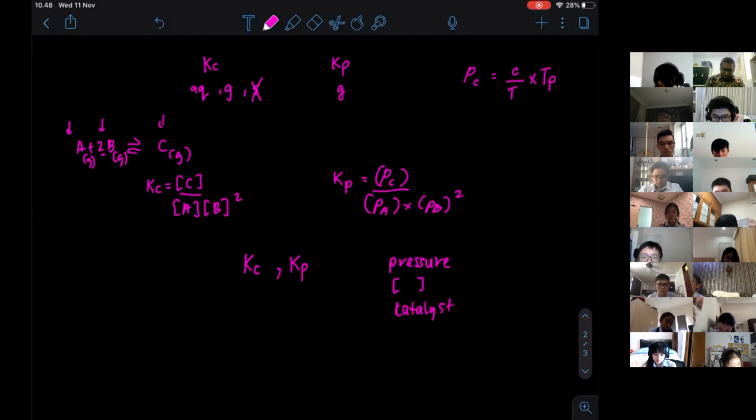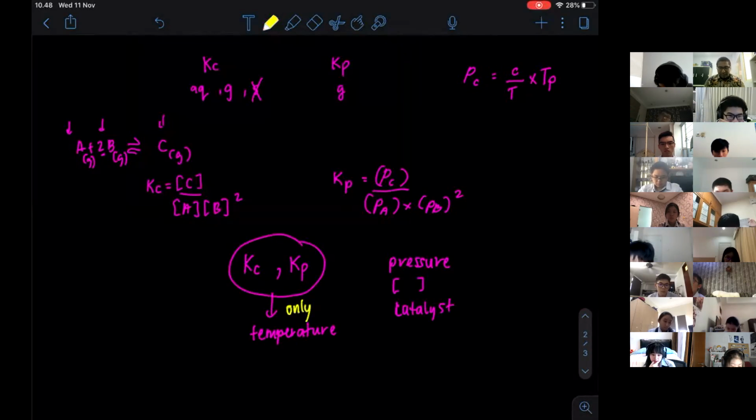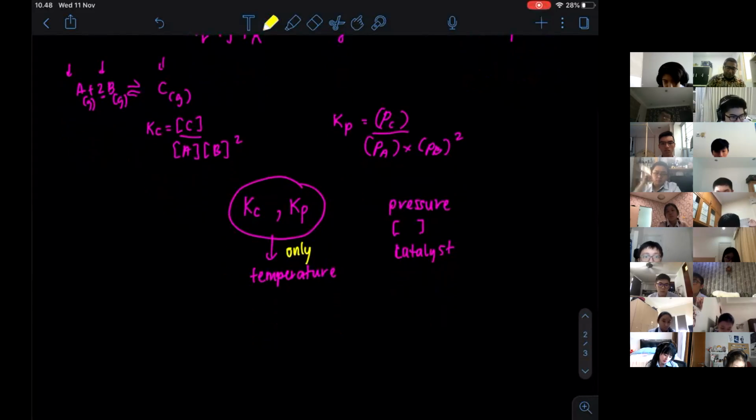But involving temperature, your temperature will affect Kc and Kp. Your equilibrium constant is only affected by temperature. So this is something that you need to take note of as well, for Kp and Kc.